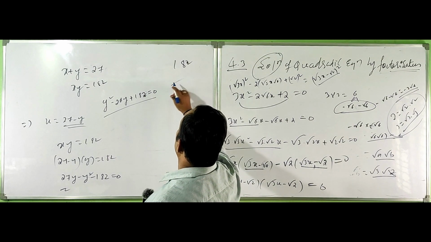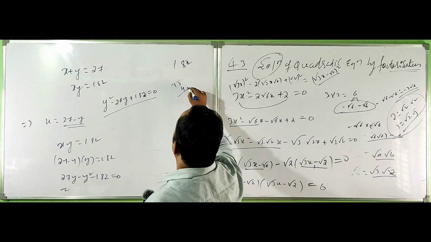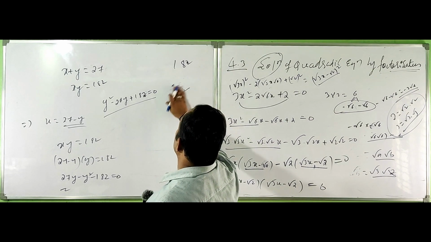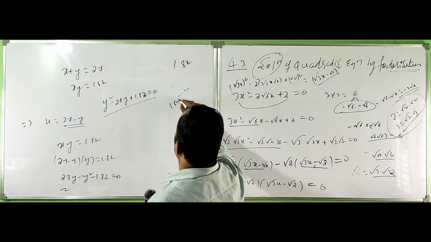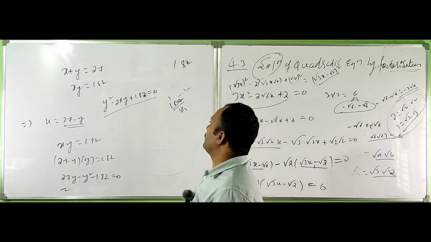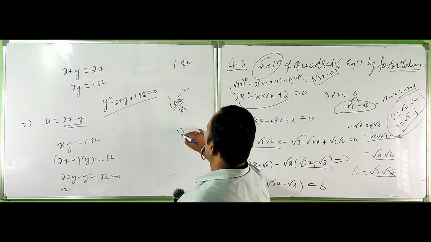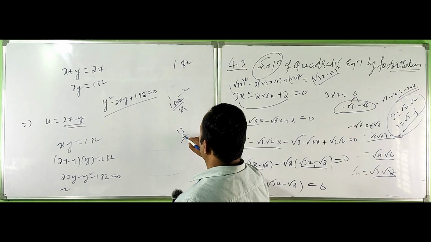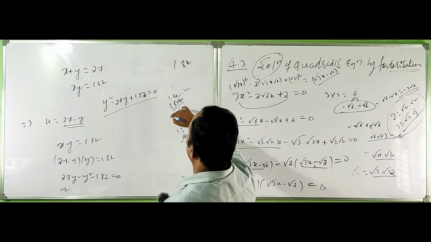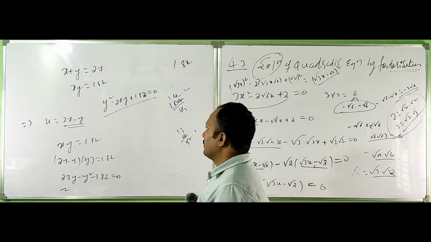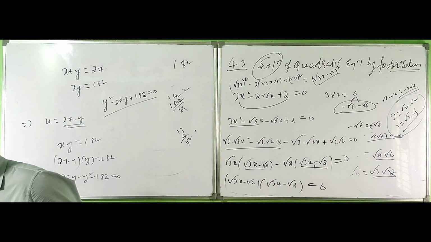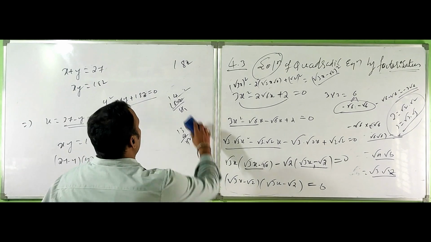Okay, 182 by 13. 13 ones are 13, 13 fives are 52. 13 into 4 is 52. This is a 4, right? Yes. 13 plus 14 is 27. Yes, we are getting the answer. The factors are 13 and 14.